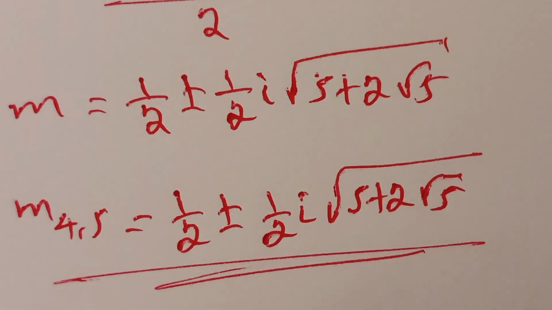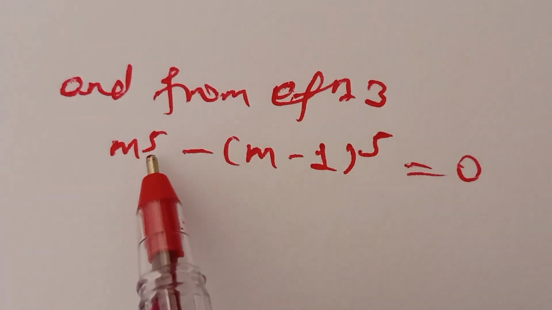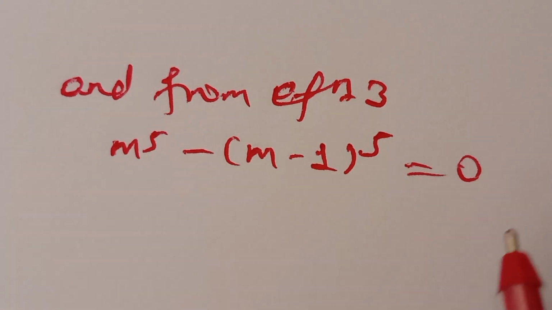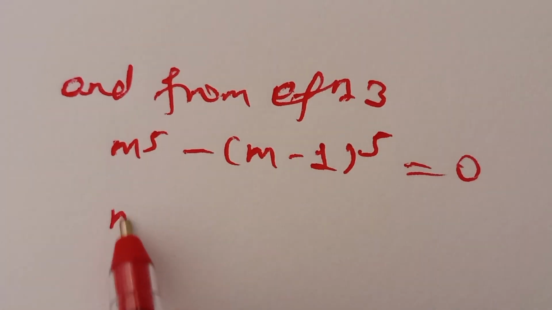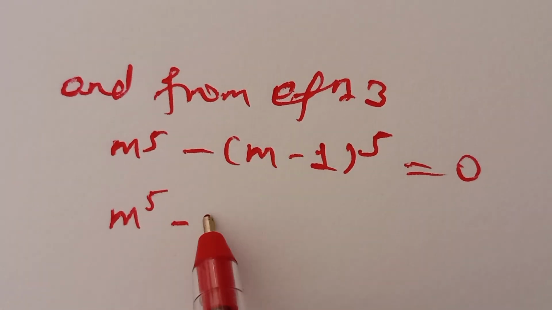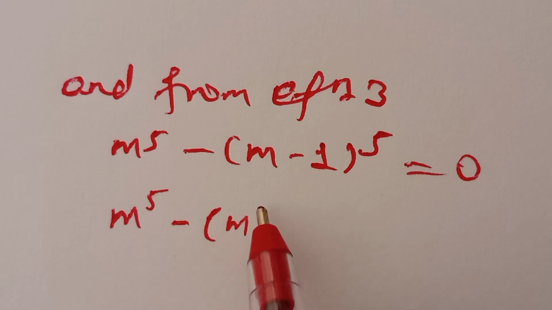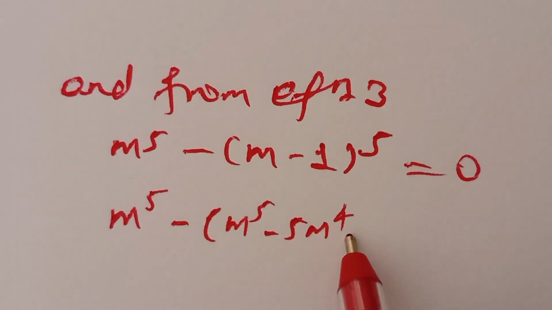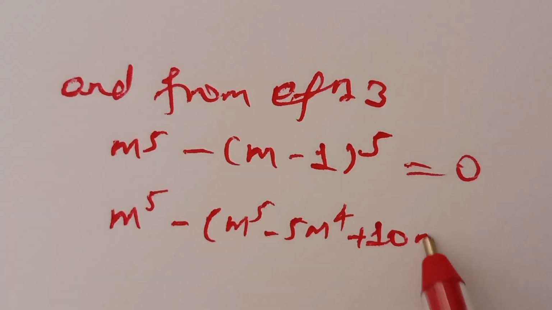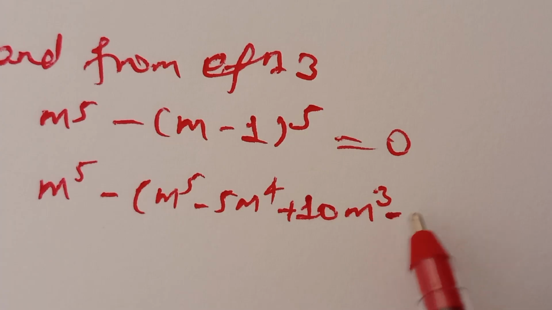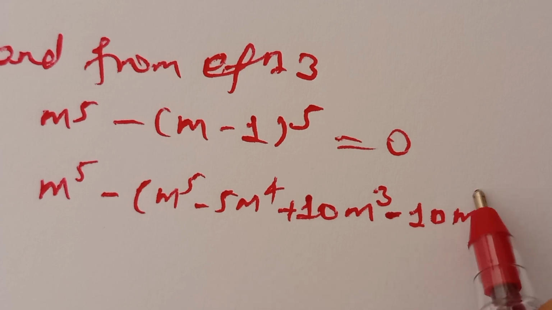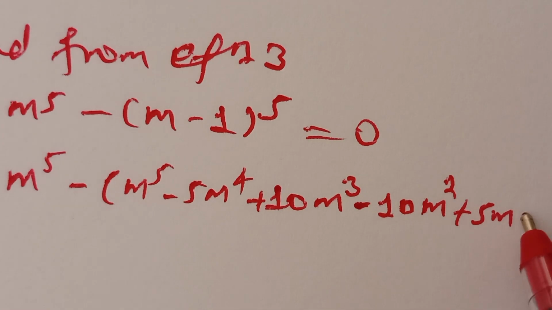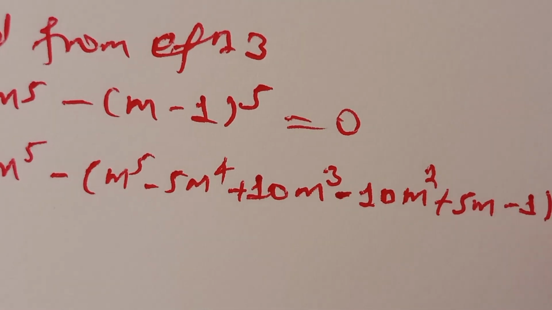And from equation 3, m to the power of 5 minus (m minus 1) to the power of 5 is equal to 0. The same as m to the power of 5 minus m to the power of 5 minus 5m to the power of 4 plus 10m to the power of 3 minus 10m squared plus 5m minus 1 is equal to 0.